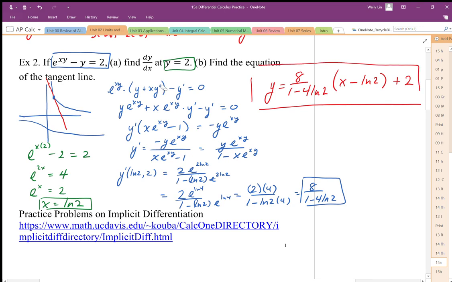Okay, so I differentiated implicitly, found my derivative, and calculated x by substituting 2 into my original function. Once I had my x and y, I plugged them into my derivative to calculate the slope, and using the slope and the x and y coordinates, we got the equation of the tangent line.